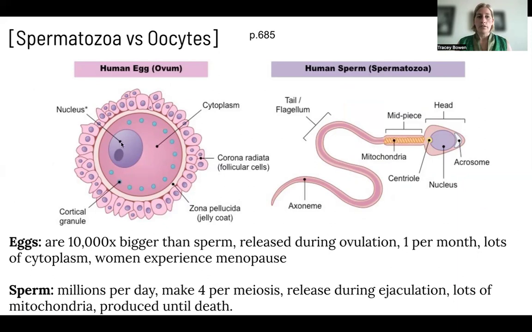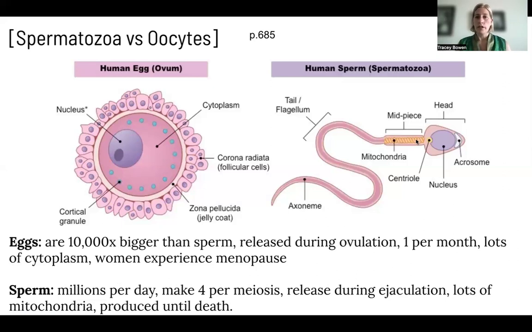The egg has a lot of cytoplasm in it, and women experience menopause. So they will ovulate until they hit about 50, and then they will stop ovulating. Whereas with sperm, millions of them are made per day. They're really, really tiny. And 4 are made per round of meiosis, whereas 1 is made per round of meiosis for an egg. Sperm are released during ejaculation, whenever that might happen.